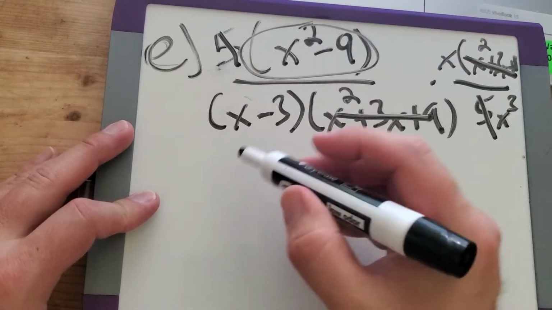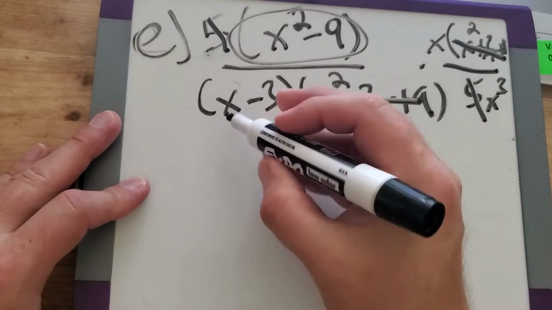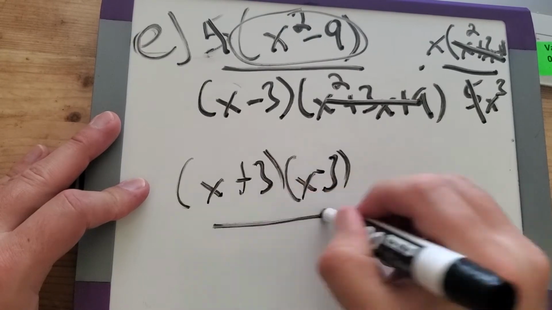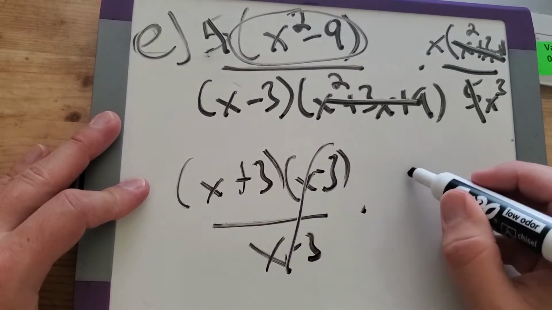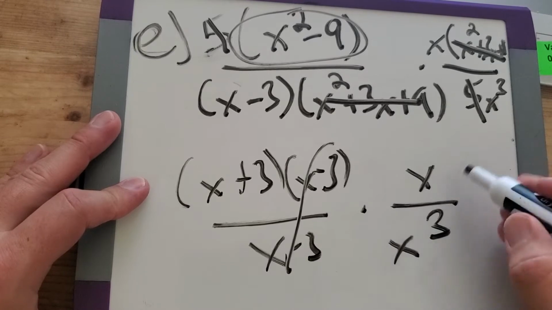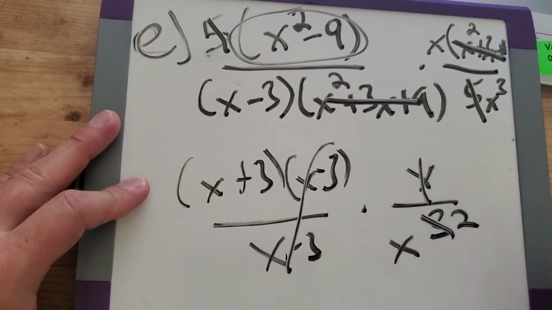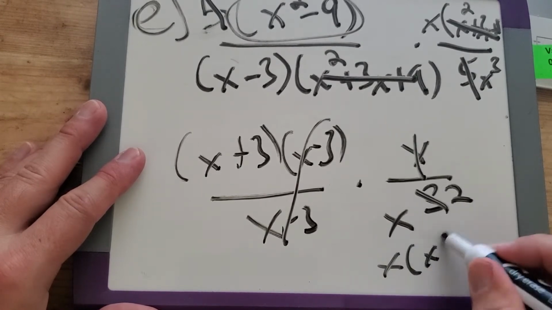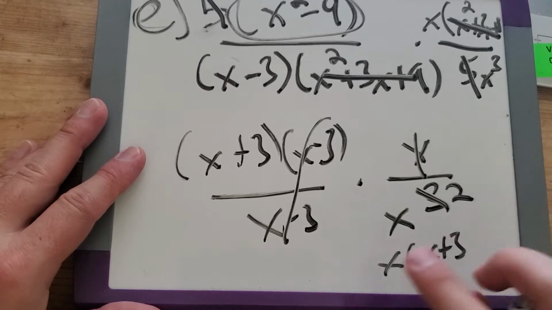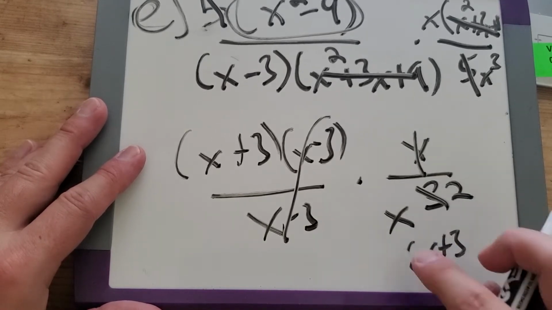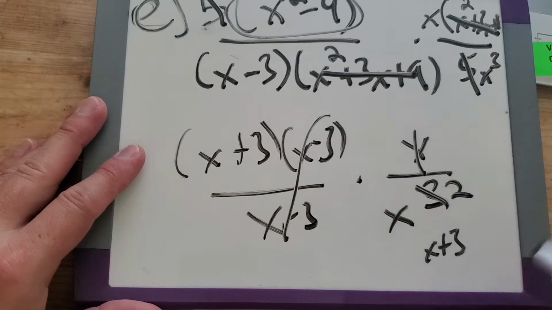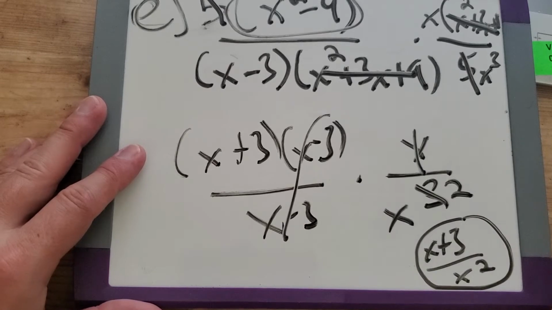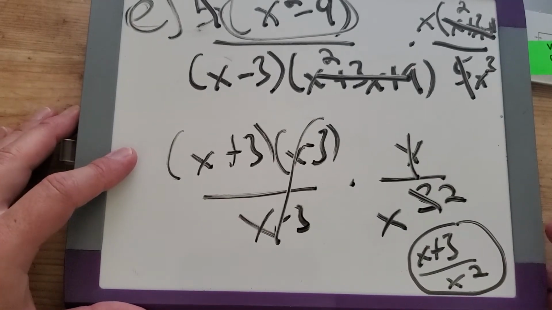So this is factorable, right? So down here, I can say x plus 3, x minus 3 over x minus 3. Those obviously go away. I've got an x over x cubed. So I can kill an x. So I end up with, oh geez, sorry, there was no x there. Just x plus 3. That's the only survivor on the top, over x squared, the only survivor on the bottom. Nifty. So that's part E.